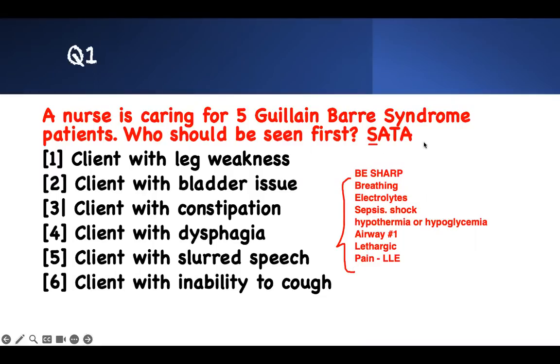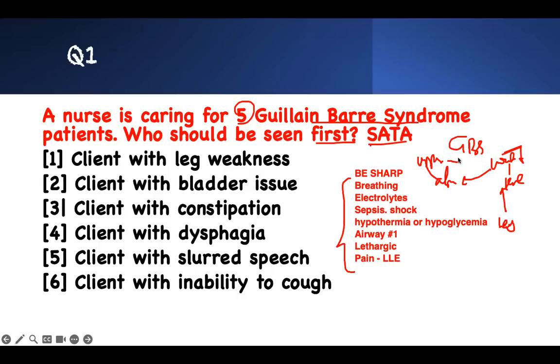Then you ask yourself, test taking skills: what is the question asking? Who do you see first? 5 patients have the same problem. So I say GBS, what is that? It's ascending paralysis. You've got to bring your content. You start with weakness in the leg, then the knee, the waist, the abdomen, the upper extremities, and the airway. So who do you see for a GBS patient?